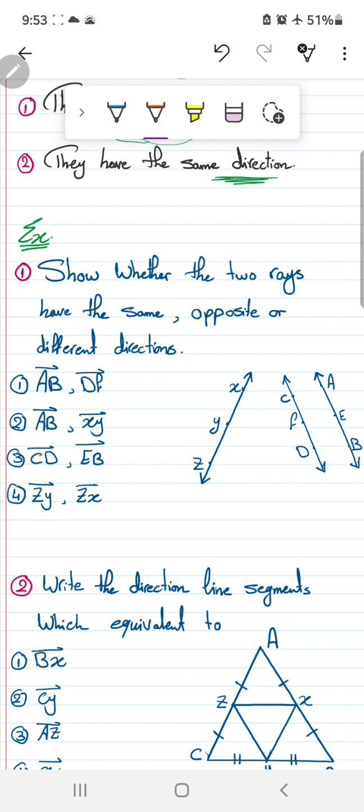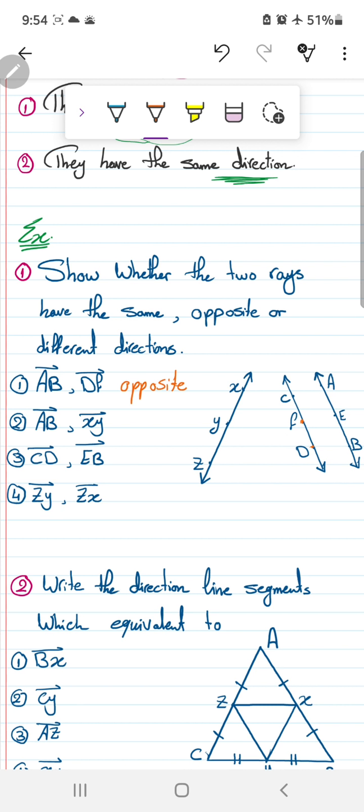We have some examples. Number 1: AB, starting point A and ending point B, so the direction here will be like this. And DF, D is the starting point here, and DF goes here. So they are in opposite directions, and the two straight lines are parallel. Here we have opposite direction. Why? Because they are parallel and have different directions, so they are in opposite directions. Number 2.